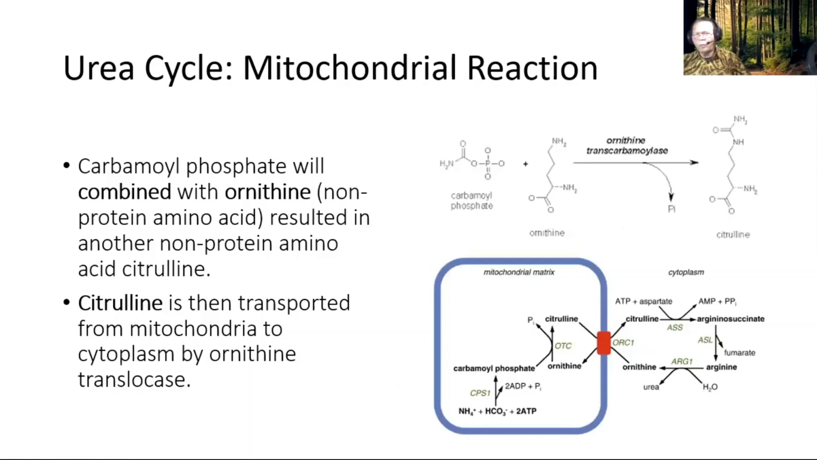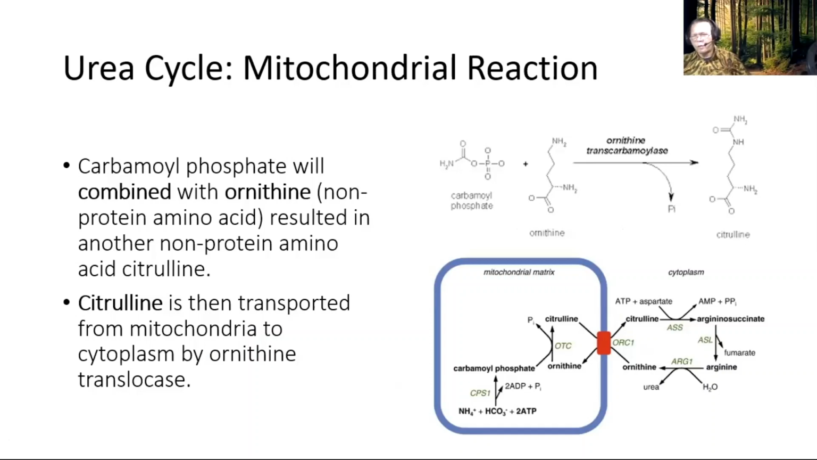Carbamoyl phosphate will combine with ornithine, resulting in another non-protein amino acid, citrulline. Then this citrulline is transferred from the mitochondria to the cytoplasm by ornithine translocase.